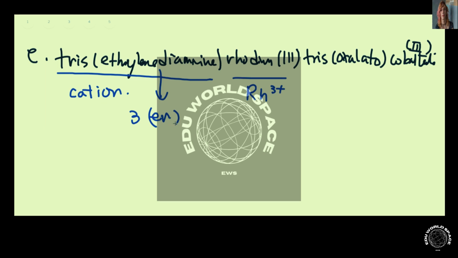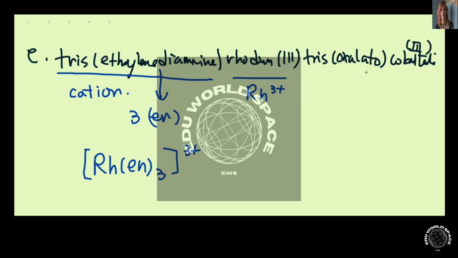And the formula for the cation will be rhodium en3. And since the ethylenediamine has 0 oxidation number, this entire part will be 3+. So this is the cation part. Now let's look at the anion part. It is tris(oxalato)cobaltate(III).